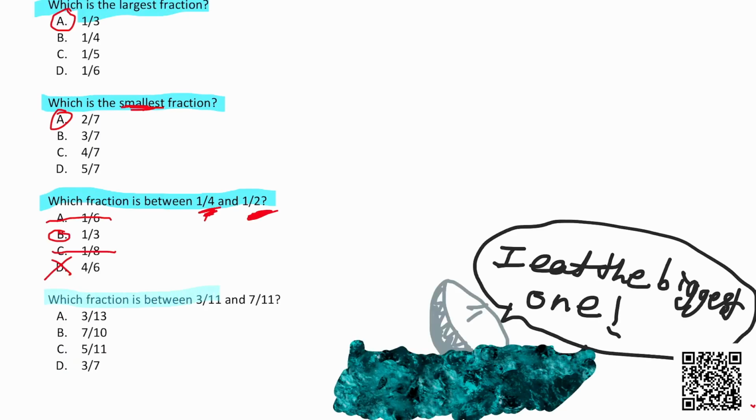Our last question is, which fraction is between 3/11 and 7/11? This is following the same logic as last time. Let's look for something that has an 11 here. There's one 11. Let's just make sure before we check everything else. Is 5 here between 3 and 7? Let's count here: 3, 4, 5, 6, 7. Yes, it is. So that means that C is the answer because it's between 3 and 7.